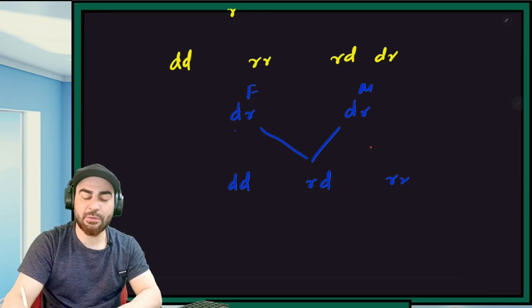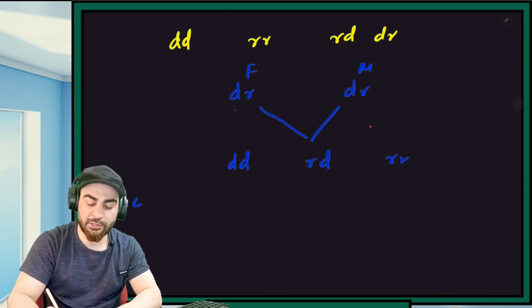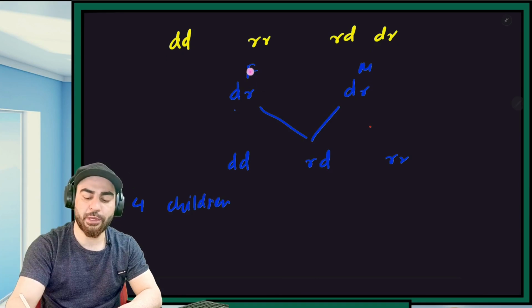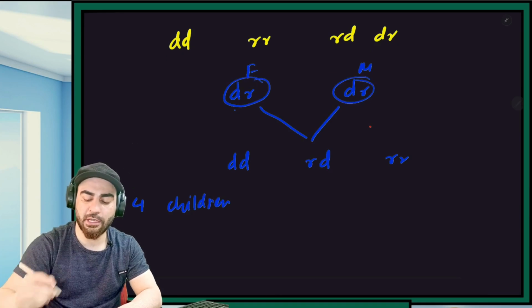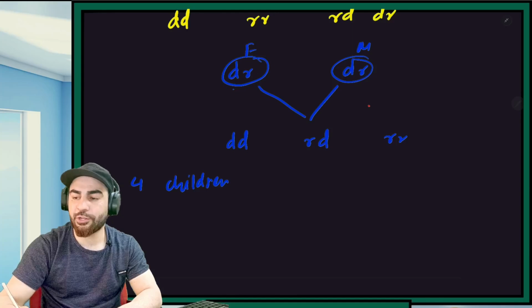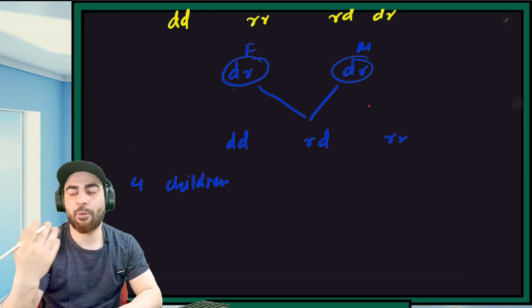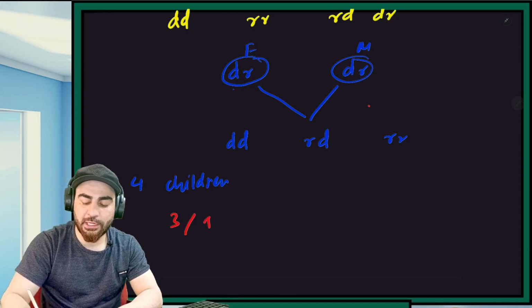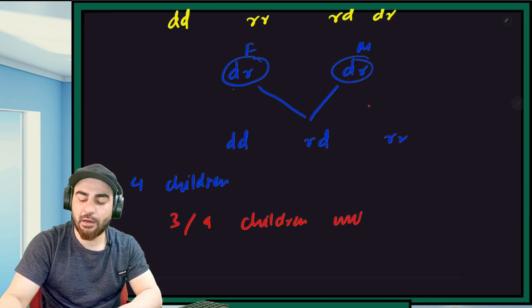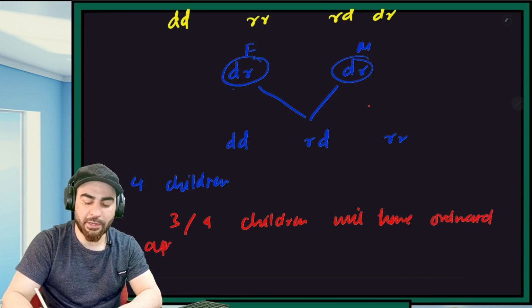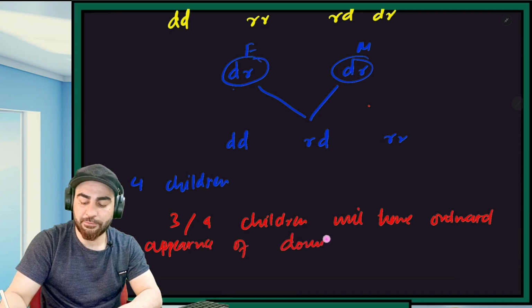Now let's suppose that these parents have 4 children. So these two parents, this and this, have 4 children. Now the question goes like this: what is the probability that 3 out of 4 children will have the outward appearance of the dominant gene?